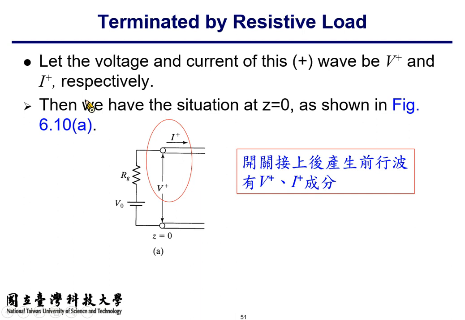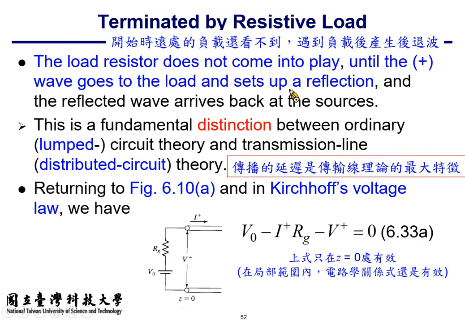To calculate V plus and I plus, we need to take into account the input impedance at this point, that is, the input impedance looking to the right-hand side. At that very moment, what is the input impedance you have? Z sub 0. You only see the transmission line, so you see the characteristic impedance of the transmission line. So the calculation for the V plus signal and I plus signal is relatively simple.